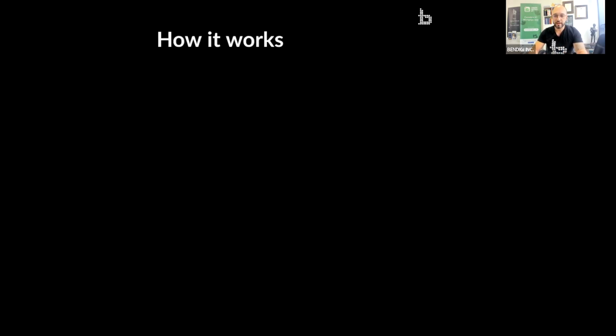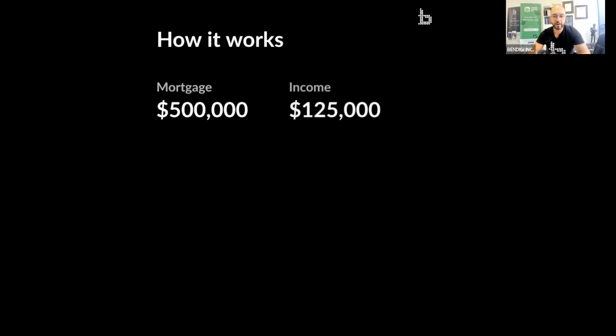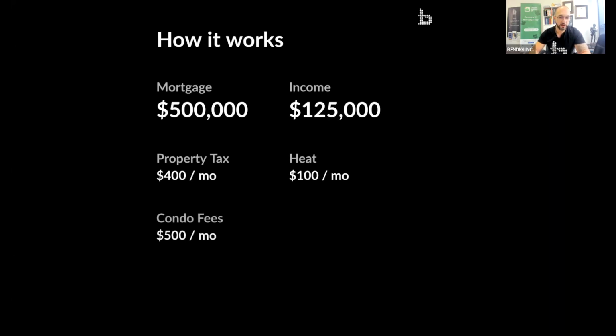Okay, so how it works. Let's do a quick example together. So assume you have a mortgage balance or mortgage amount of $500,000. You've got an income of $125,000 per year. Property taxes of $400. Heat is $100 a month, and condo is $500 a month. And you've got this car payment that's $300 per month. Okay, so that's our baseline scenario.